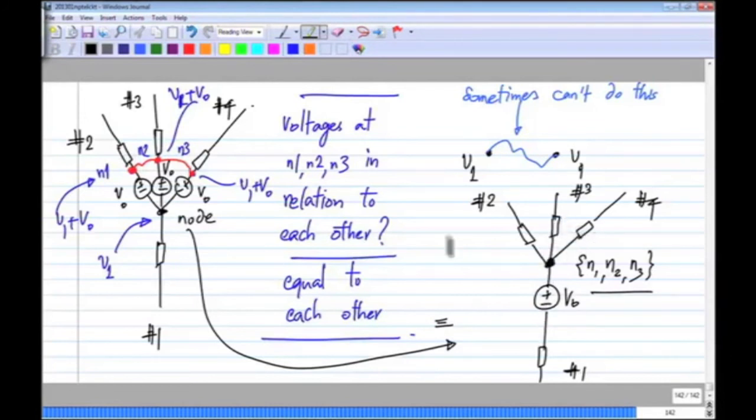Okay. So what this whole exercise is showing is that if you have a picture like this with a voltage source on one of the branches, it is exactly the same as having a picture like this with this voltage source moved to all the other branches. Okay. Any questions about this?